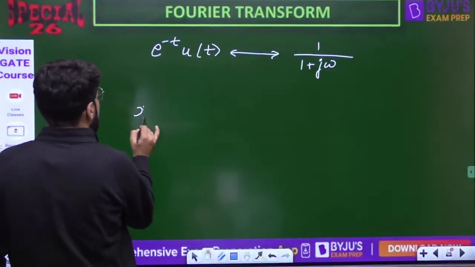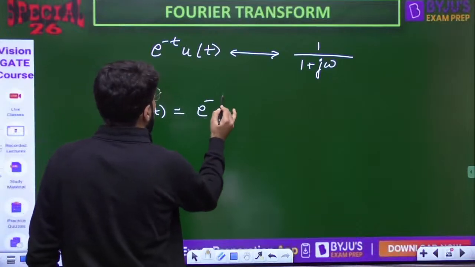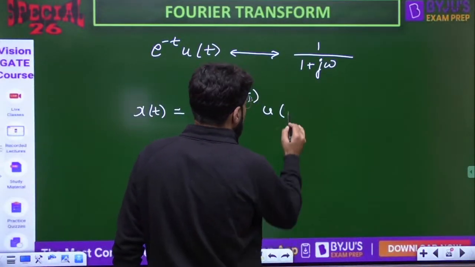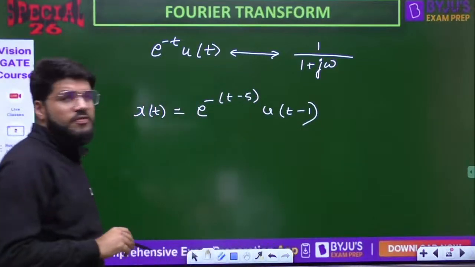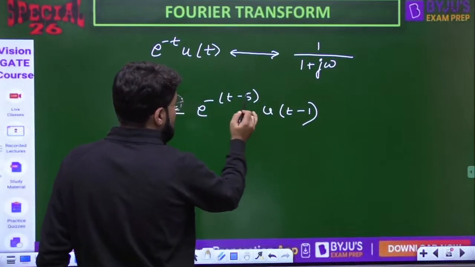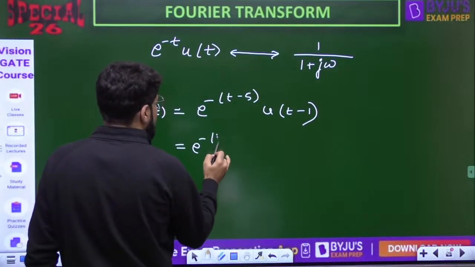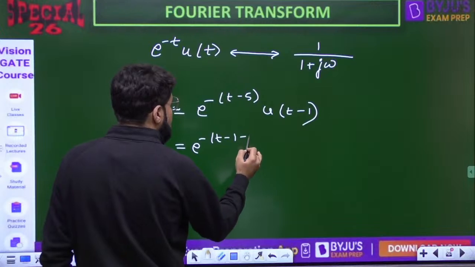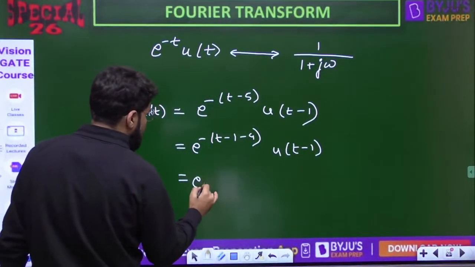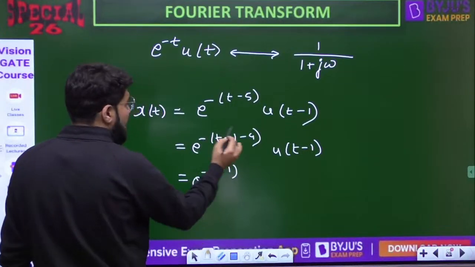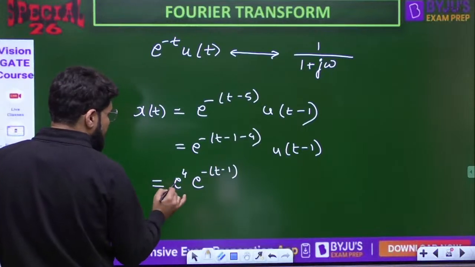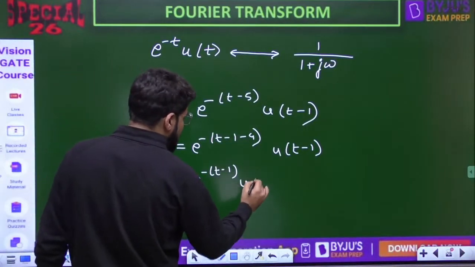So now let us take the given signal: e power minus of t minus 5 u of t minus 1. Whatever the time shifting is inside the unit step, try to manage with that. So t minus 5 I will write as t minus 1 minus 4. Split it like this. Now it is e power minus of t minus 1 minus of minus 4, and e power 4 is a constant. Write it separately: e power 4 into e power minus of t minus 1 into u of t minus 1.